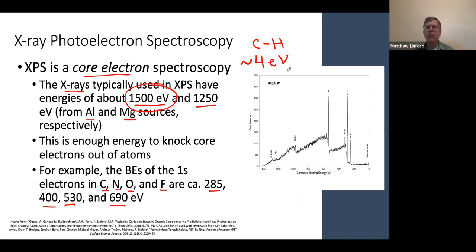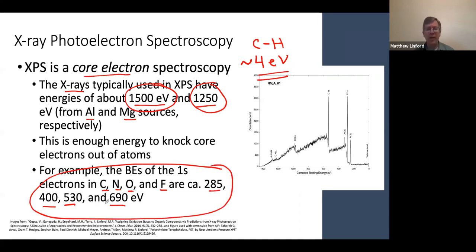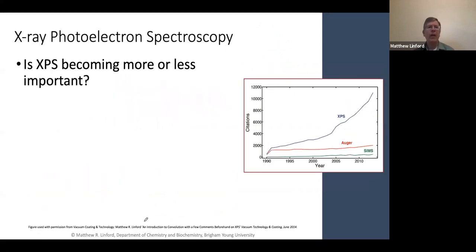So again, 4 electron volts is a pretty strong covalent bond, and yet we're dealing with 1,500 or 1,250 electron volts of energy in the X-ray. And the amount of energy needed to remove an electron from a 1s orbital in these different elements is somewhere between about 300 to 700 electron volts. So again, that's a lot of energy compared to the energy in a covalent bond.